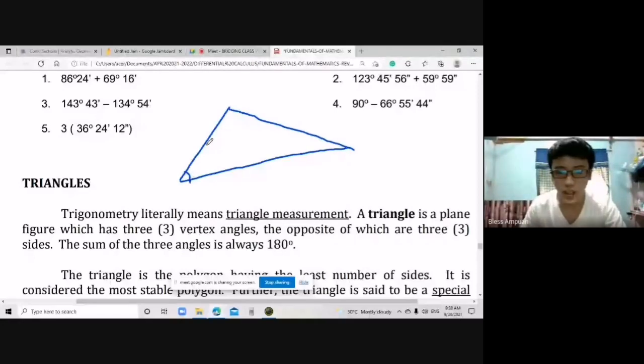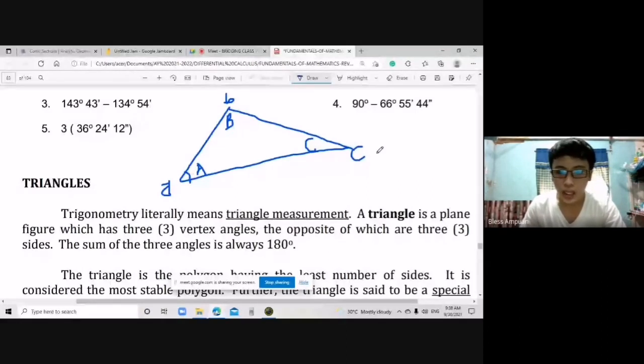So it means if we have angle A, angle B, and angle C, if this is our triangle ABC, then automatically the total of angle A plus angle B plus angle C is equal to 180 degrees because this is a triangle.